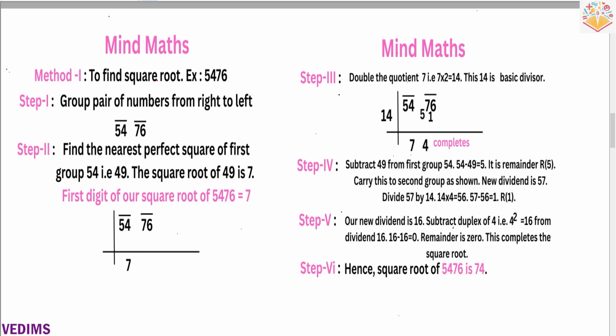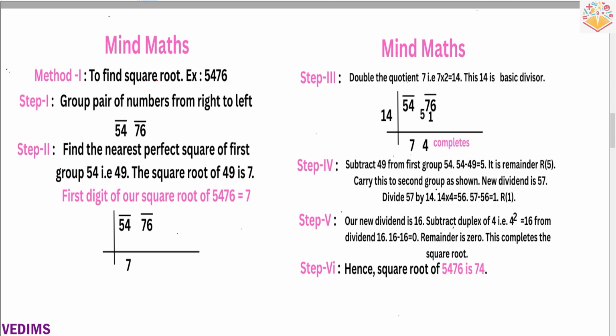In the third step, double the quotient. First quotient 7. You will get 7 2s are 14. This 14 is the basic divisor. In step 4, subtract 49 from the first group 54. 54 minus 49 is 5. It is the remainder 5.